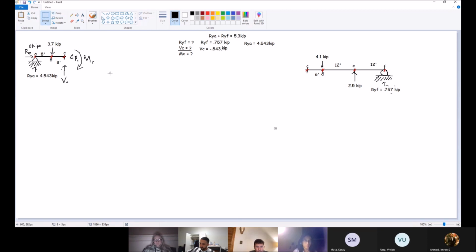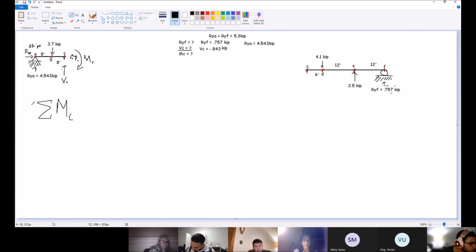We're going to move on to take the summation of moments at C. So now we're taking the bending moment at C. It's essentially the same thing as before, except we're doing moments now. Counterclockwise is positive. Okay, so we're going to set that equal to 0.